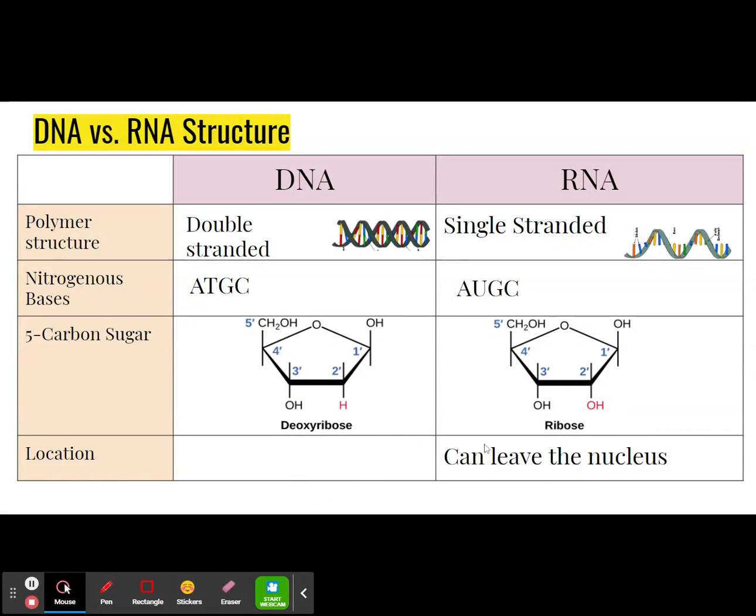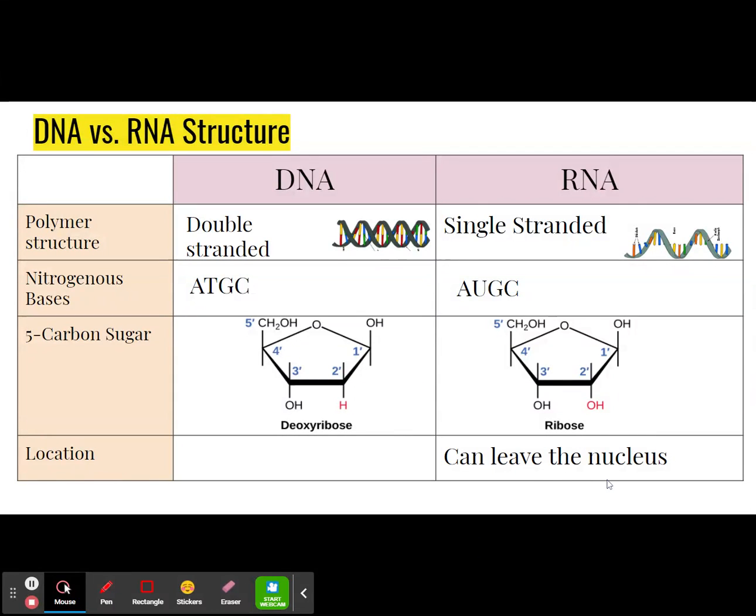And the two sugars, I actually gave you guys these ones on here. This is just another nice difference for us. So the reason that DNA is called deoxyribose is because do you notice how on the second prime, so the little 2' right here, that's just the designation for which carbon we're talking about. Instead of having an OH coming off, like in a ribose sugar, you only have an H. So it is deoxy. It's missing an oxygen. That's how it gets its name. Scientists are very, very creative when it comes to naming stuff. And then for location, RNA can leave the nucleus.